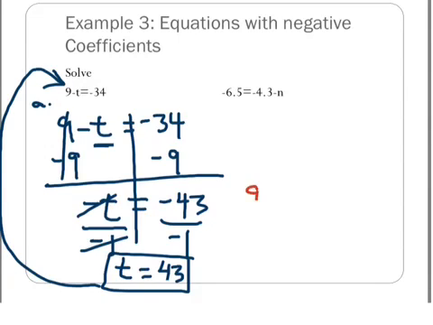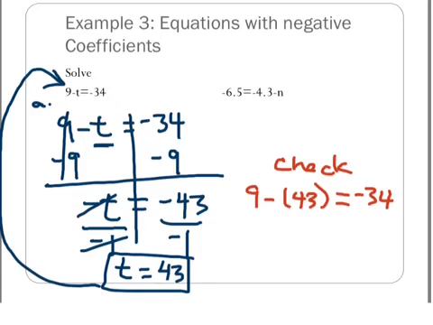So I have 9 minus t, but now we're going to put in 43 because that's what t is. So 9 minus 43 is equal to negative 34. Remember, guys, all we're doing is checking here to make sure that our answer makes sense. 9 minus 43, well, that's really like 9 plus a negative 43, which requires me to subtract and take the sign of the higher number. When I do that, I get a negative 34, and that's exactly what I was expected to get.